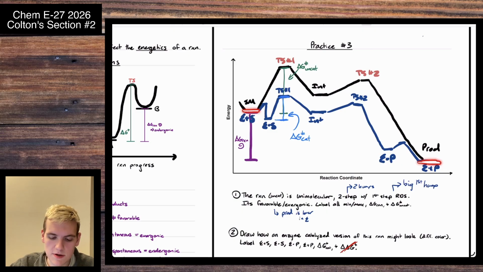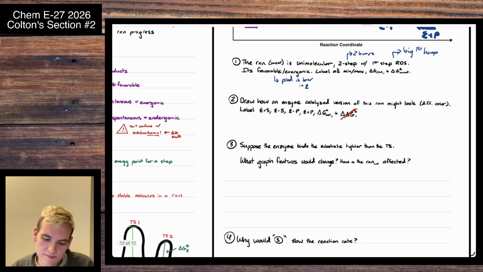We see from the start to the finish, we wound up at the same place. We started at the same place, so our delta G reaction is going to be the same. But we lowered our delta G double dagger catalyzed. So, yay, we've done this. We've gotten through this reaction and seen how the enzyme affects it. The very last thing here is just thinking through some of these things.